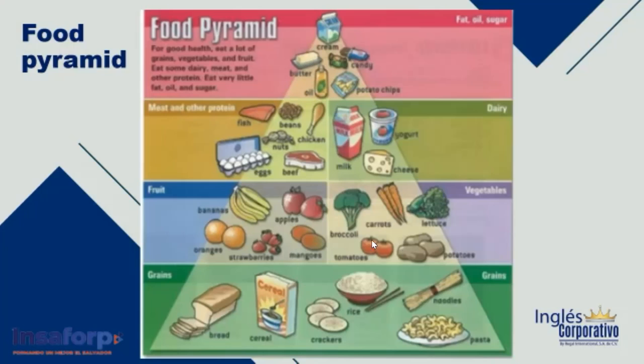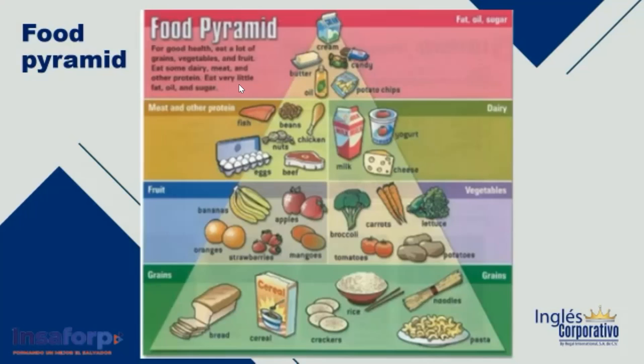Frutas y vegetales. Fruit and vegetables, and also grains. Grains, granos, it's important for your body. So it says, eat a lot of grains, vegetables, and fruit. Coma mucho, ¿verdad? De esos alimentos. Eat some dairy products, meat, and other proteins. De este grupo también debemos de comer algunas porciones, ¿verdad? Daily, diariamente.